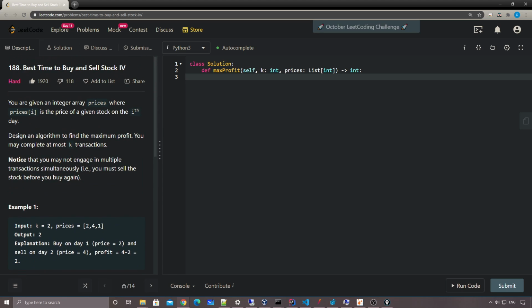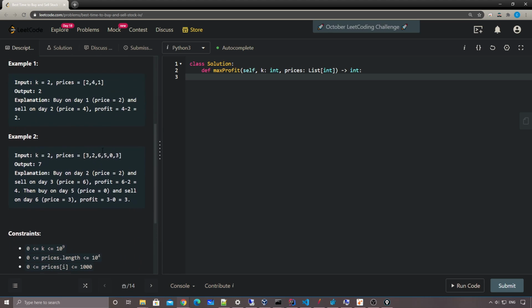I think the other buy and sell problem is buy and sell with a cooldown. After selling a stock, you have to wait for 1 day and then you can buy again, something like that. But it's not relevant to this problem. So basically you're only allowed to do at most K transactions.